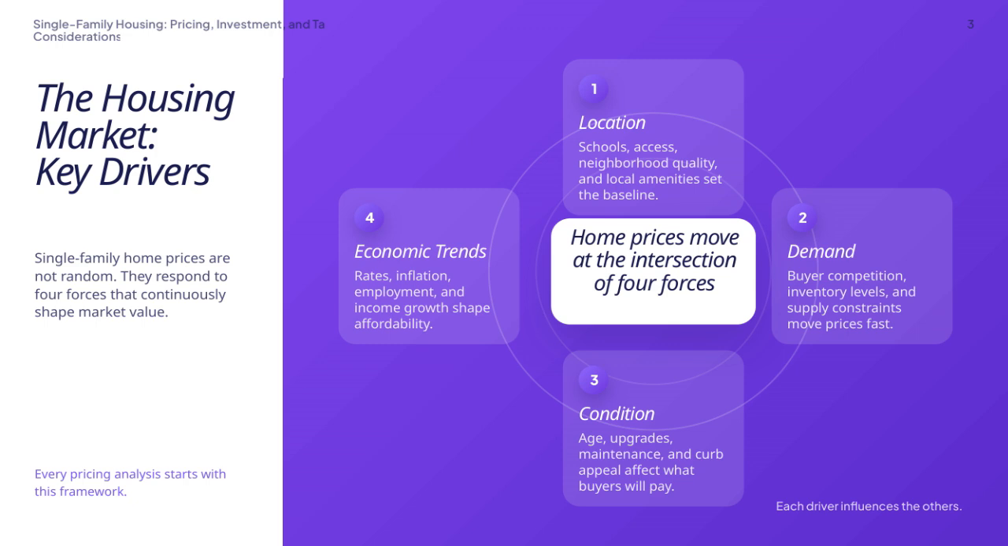Next is demand, which can be very dynamic. The number of buyers competing for homes, how much inventory is available, and any supply constraints can cause prices to rise or fall quickly. Then, there's the condition of the home itself. Things like the age of the property, any upgrades or renovations, ongoing maintenance, and even curb appeal impact how much buyers are willing to pay. Lastly, economic trends are a big driver. Interest rates, inflation, employment levels, and income growth all influence overall housing affordability, which in turn affects home prices.